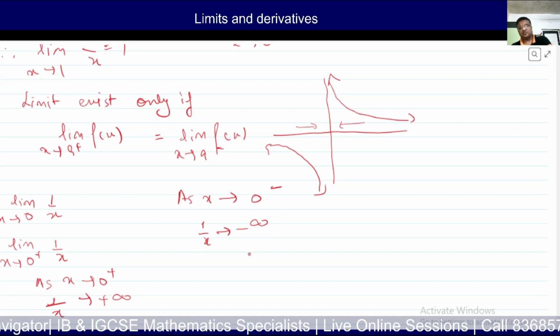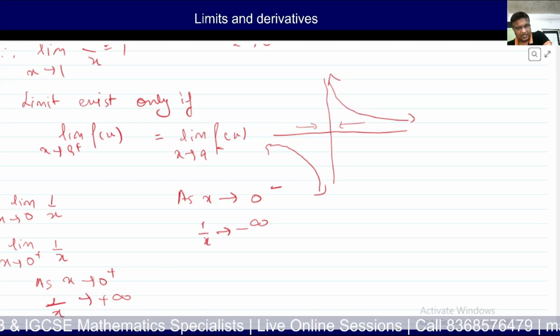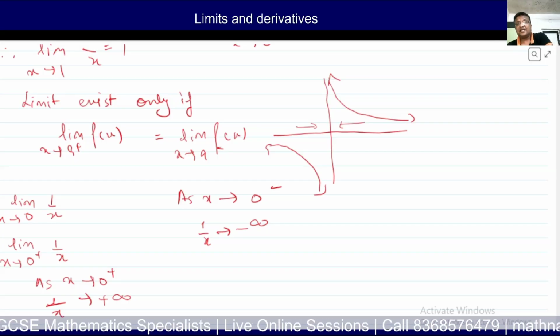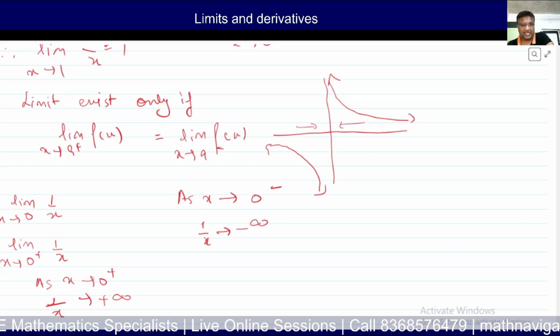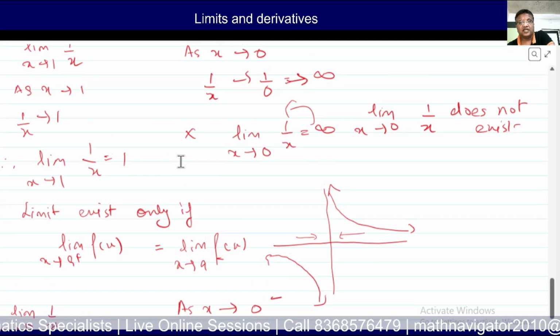Although in this case, both the sides, the limits are different from the positive and the negative side, and at the same time this is infinity, so it doesn't make any sense. That means the limit does not exist, right? So let's do some other question.